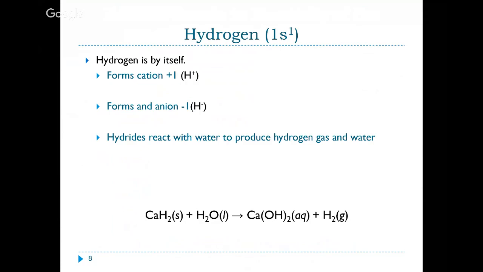Hydrogen is special. Hydrogen is unto itself. Why? It's in group 1 with the metals, but it's not a metal. Sometimes you can see it placed over with the halogens, but it's not a halogen. Typically what we see is that hydrogen forms a cation when it is bonded to other nonmetals. It forms an anion when it's bonded to metals, and that's called a hydride. Hydrides react with water to produce hydrogen gas and water.